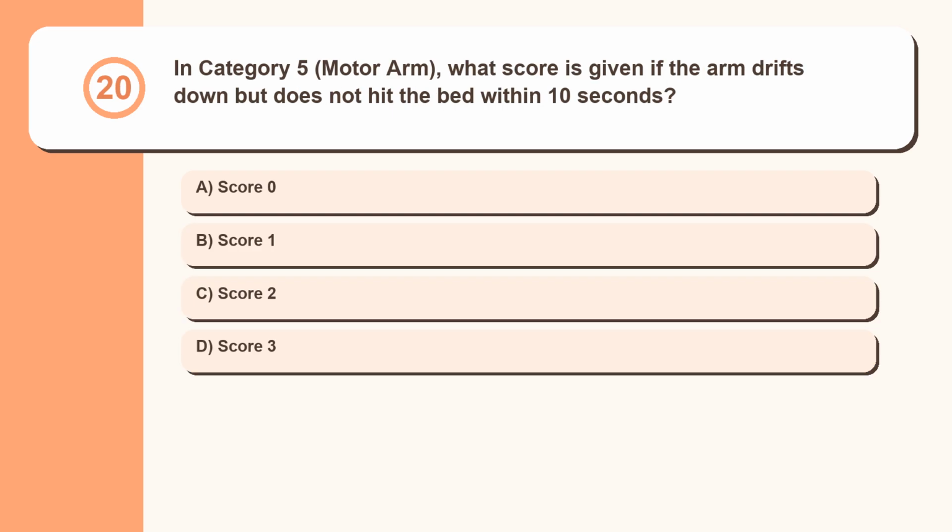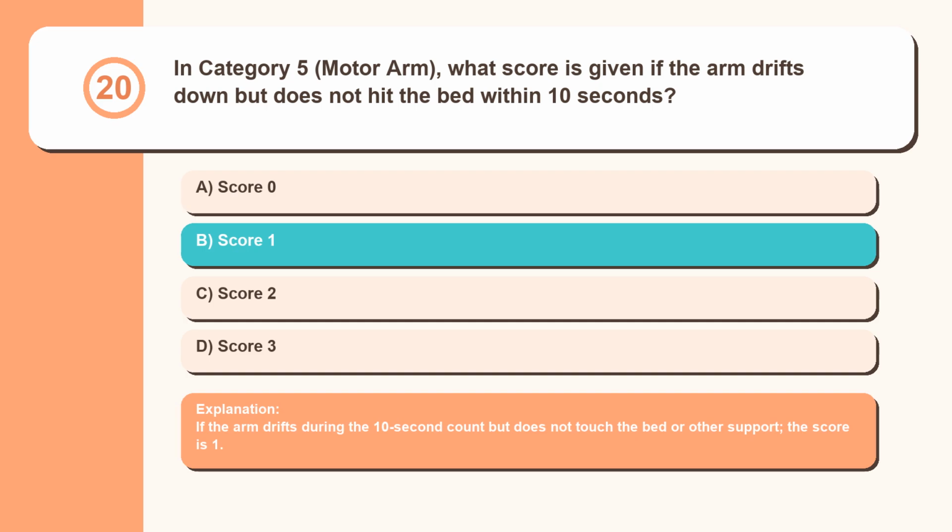Question 20. In Category 5, motor arm, what score is given if the arm drifts down but does not hit the bed within 10 seconds? Score 0, score 1, score 2, score 3. If the arm drifts during the 10-second count but does not touch the bed or other support, the score is 1.